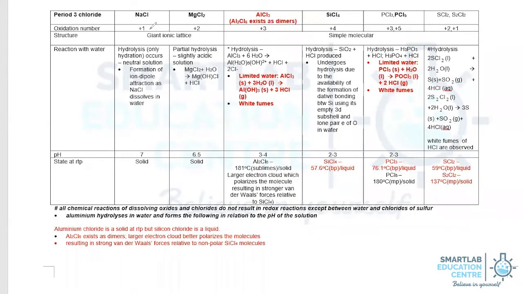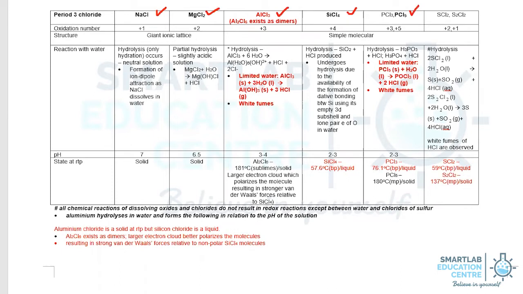For the case of chlorides, the oxidation states, in the same vein, are +1, +3, +4, and then +3, +5, and then +2. In the same way that we described, the ones that are in the syllabus are in bold, which namely are sodium chloride, magnesium chloride, aluminum chloride, silicon chloride, and PCl5.